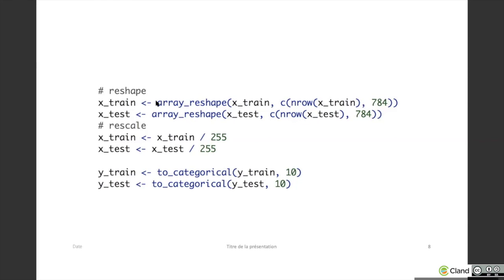This is what I do with this function here. I reshape the original raster format into a table including as many rows as images and as many columns as pixels. Finally, I standardize the numbers between 0 and 1 instead of 0 and 255, just by dividing the tables by 255.